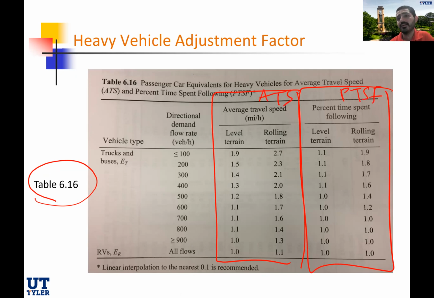If you're doing class 2, for example, all you care about is percent time spent following. If you're doing class A or class 1, you need to do both. If you're doing class 3, it's actually just going to be the ATS, which is the percentage of the free flow speed, so ATS over the free flow speed. So you would need just to do the ATS.